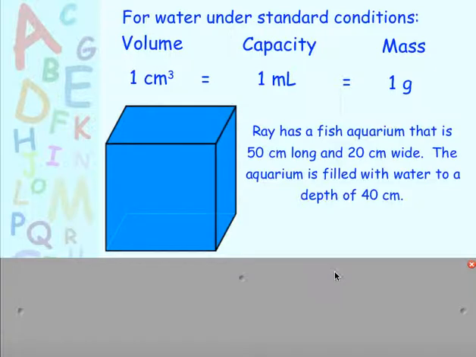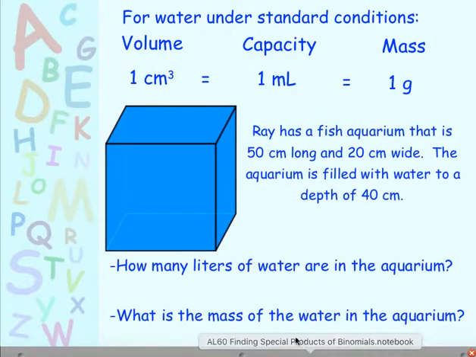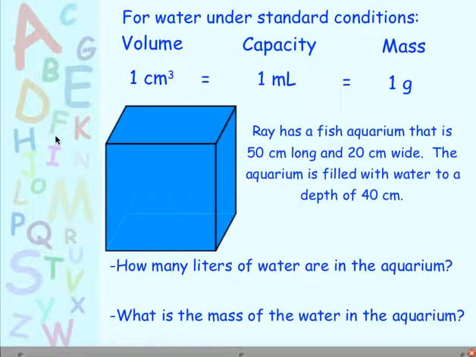If we had a fish aquarium that's 50 centimeters long and 20 centimeters wide, and we have it filled to a depth of 40 centimeters, how many liters of water do we have? And what's the mass of the water in the aquarium? Well, let's figure out the volume in cubic centimeters. All we need to do is multiply 50, 20, and 40. 50 times 20 times 40 gives me 40,000. Let me try that one more time to make sure I plugged it in correctly. Yep, 40,000. That makes sense.